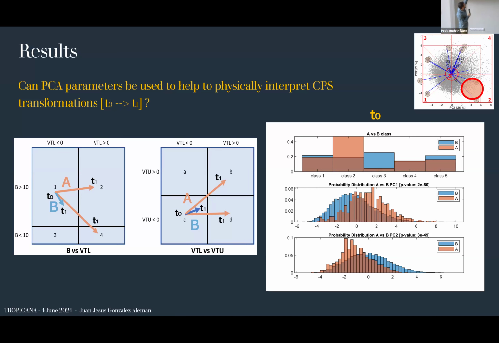The idea is that if we choose different cyclones that go in different directions in the cyclone phase space, this new physical cyclone phase space is able to distinguish between these transitions. So we could be able to explain why this cyclone is making these transitions in the cyclone phase space.